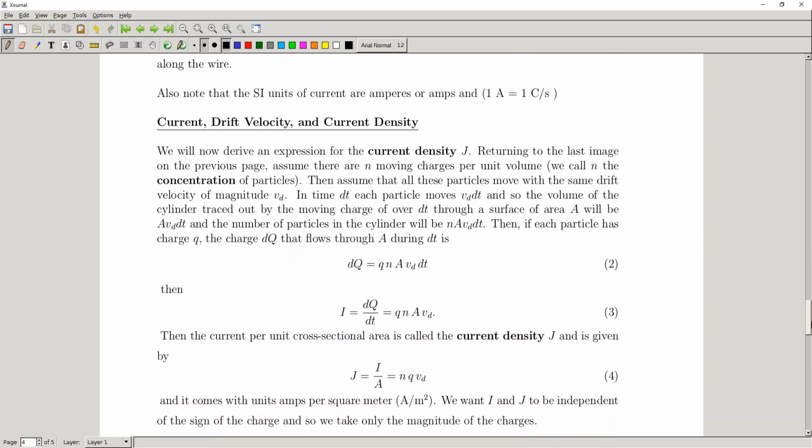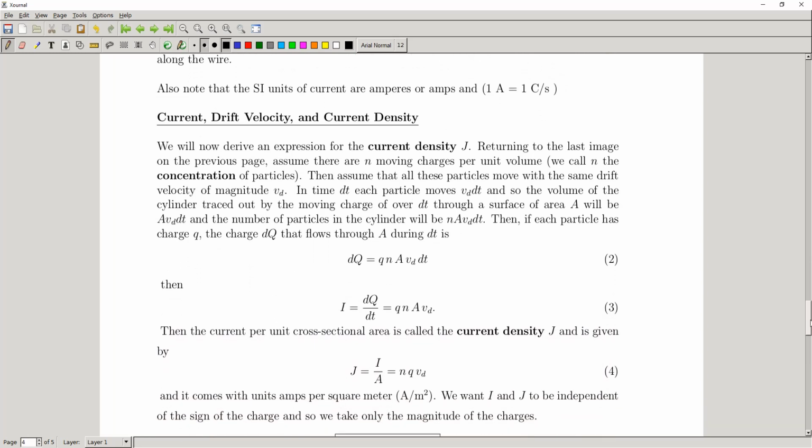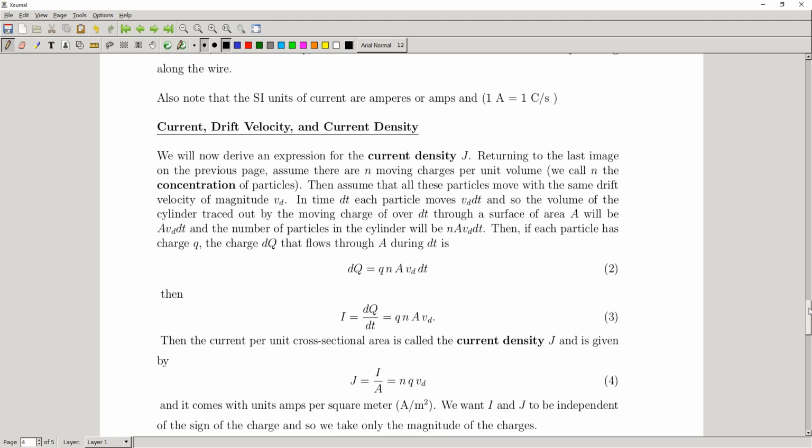Let's now take a look at current and drift velocity, which we've already talked about before, and we're going to derive an expression for current density built out of those two earlier definitions. Remember, current we just talked about here. Drift velocity was the velocity of the sort of soup of electrons, this whole collection of electrons moving down the wire. So that's our drift velocity. We want to derive this expression for current density, which we're going to call J.